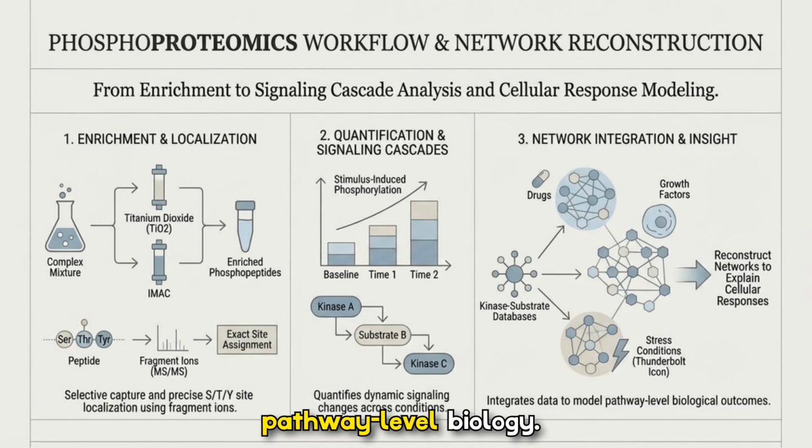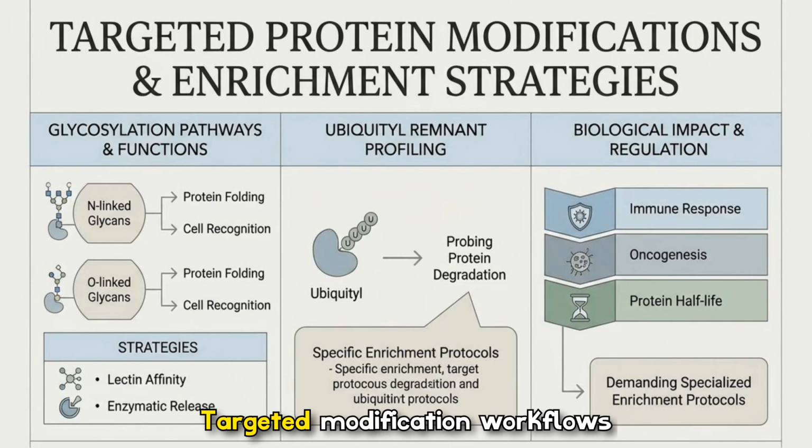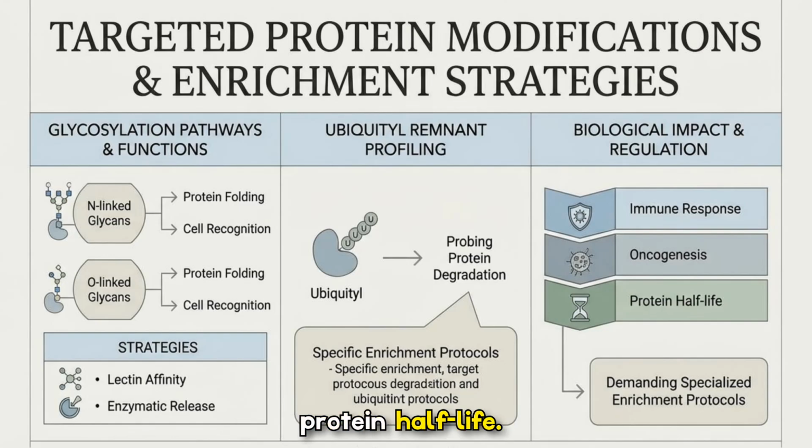and reveal pathway-level biology. Targeted modification workflows focus on glycosylation and ubiquitination, describing N and O-linked glycans that affect folding and recognition, and ubiquitin remnant profiling to probe protein degradation. The slide points out specialized enrichment strategies, such as lectin affinity and enzymatic release, and highlights the biological impacts on immune response, oncogenesis, and protein half-life.